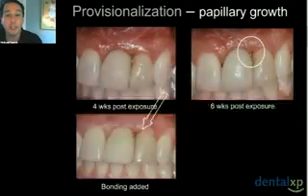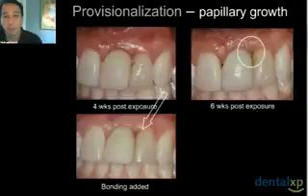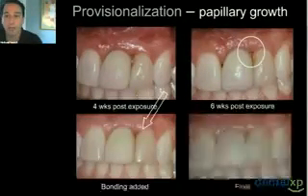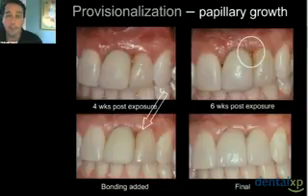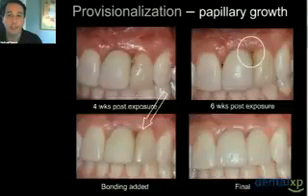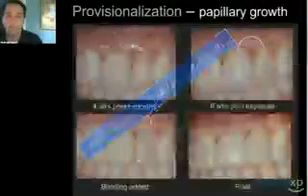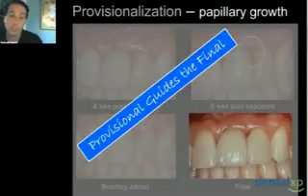We may get a little bit of maturation of the papilla between 9 and 10, but not much more. At this point in time, we allowed her to heal up until 3 months, and then we restored her. A single crown on the implant and a veneer on tooth number 10. So, provisional restoration, in this case, helped to guide the soft tissue.